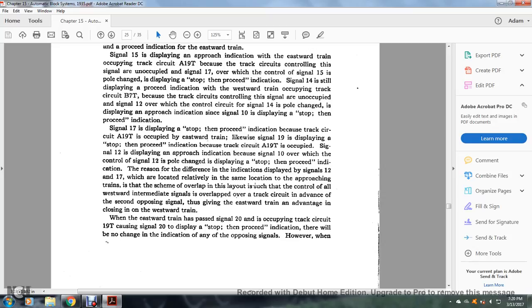The scheme of the overlap of the layout is such that the control of all of the westward intermediate signals is overlapped over the track circuit in advance of the second opposing signal, thus giving the eastward train an advantage over the westward train. When the eastward train has passed signal 20, the occupying track circuit is 19T, causing signal 20 to display the stop, then proceed indication.